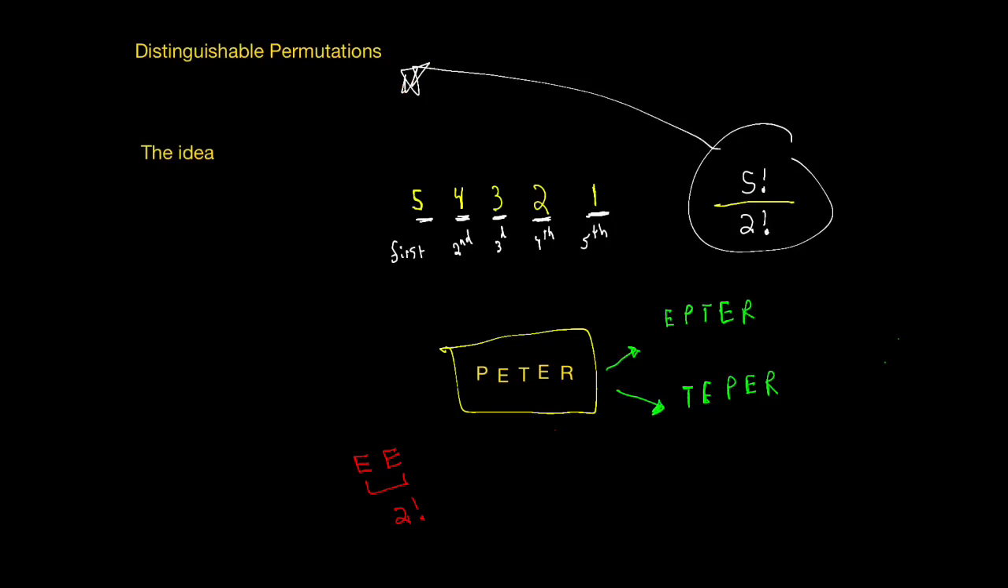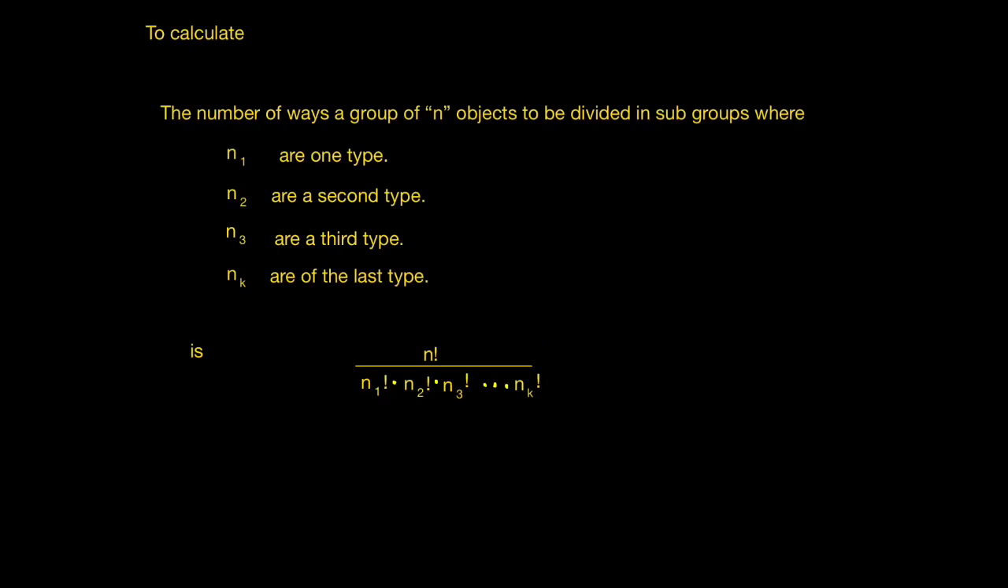So let's go ahead and generalize this process here. To calculate this, the number of ways a group of n objects can be divided in subgroups where n1 are one type, n2 are a second type, n3 are a third type, etc., is by having n factorial and dividing it by each subgroup factorial. In our example, n objects was basically the group of letters that made the word Peter. And each subtype was each repeat. Well, in this example, we only had 1 letter that was being repeated, so we only had 1 subcategory.